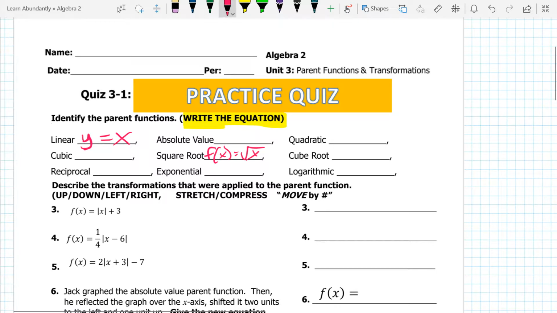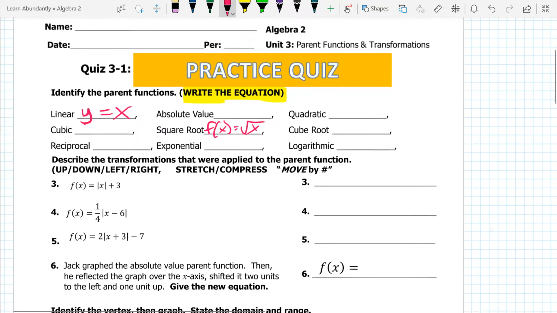Luckily, most of these sound like what they look like. For example, the square root function has a square root, the absolute value has an absolute value, and logarithmic has a log. But you do need to know these by heart. We're not going to ask you for all of them, so you just got to be ready for all of them, because I'm only going to ask you for a couple of them.